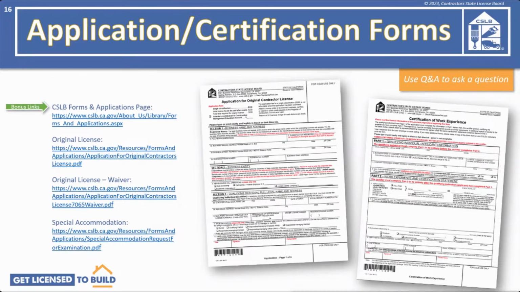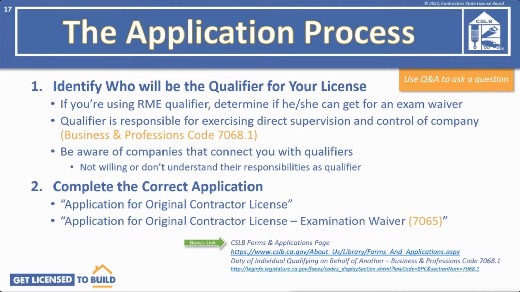Okay, now let's break down the steps of the application process. First, identify who will be the qualifier for your license. That person will be responsible for exercising direct supervision and control of the company. If you're using an RME, or a responsible managing employee, as your qualifier, determine if he or she can qualify for an exam waiver. Be aware of companies you pay to connect you with a licensed qualifier. In some cases, these qualifiers cannot exercise the direct supervision needed, or they aren't willing to do or understand their role as a qualifier.